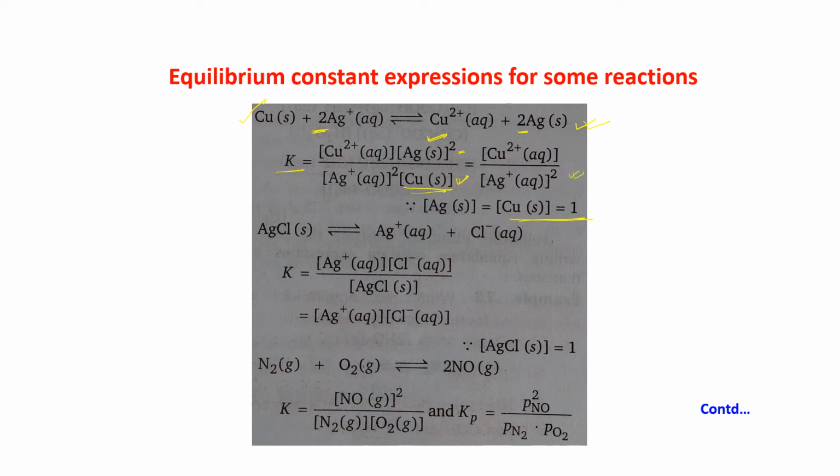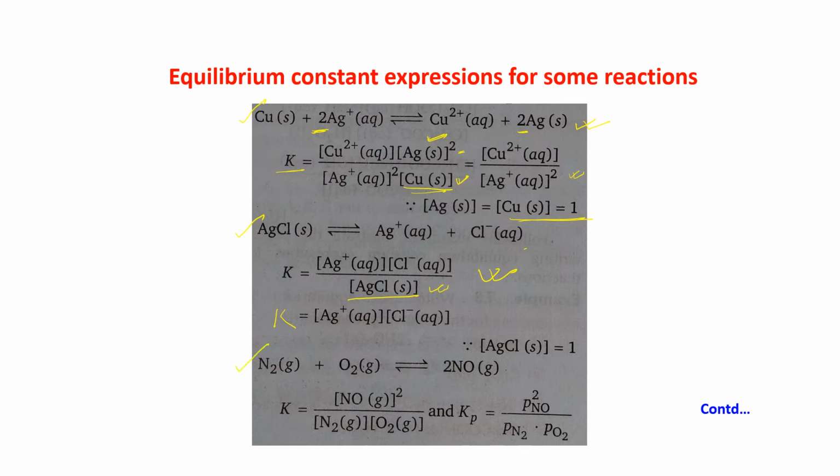Is it okay, children? The next one is AgCl solid is giving you Ag plus aqueous plus Cl minus aqueous. So this is what you are getting for K. Now here you can see that AgCl is in solid state. So it will be taken as unity, 1. So what we are getting, K is equal to Ag plus aqueous and Cl minus aqueous.